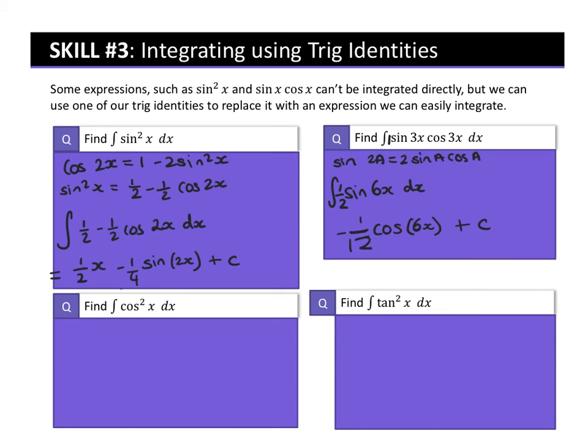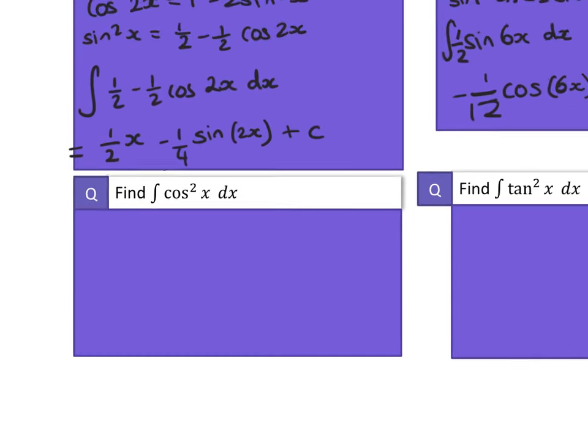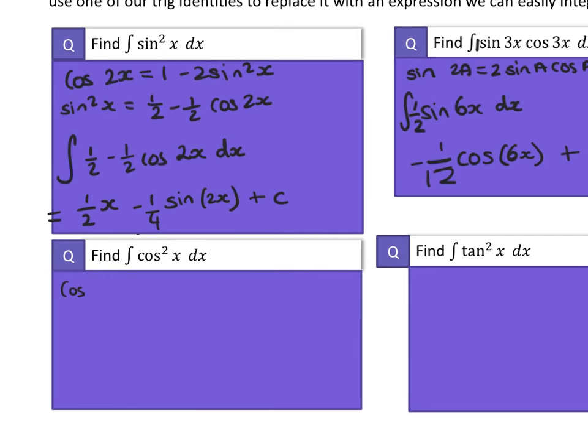So we need to find the integral of cos squared x dx. Now, cos squared we're not sure how to integrate, but what we do know is that cos of 2x equals 2 cos squared x minus 1. So that means that cos of 2x plus 1 equals 2 cos squared x. And then obviously if we divide everything by 2, we get a half cos of 2x plus a half equals cos squared x.